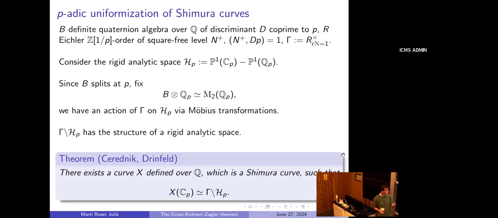The key theorem that was already mentioned is that there exists an algebraic curve defined over Q, which is in fact a Shimura curve, such that if we take the C_p points of this curve, this is isomorphic to H_p mod Gamma as rigid analytic spaces. So for the aim of today's talk, you can just think that the Shimura curve is H_p modulo Gamma, because we will not need more information than its C_p points.